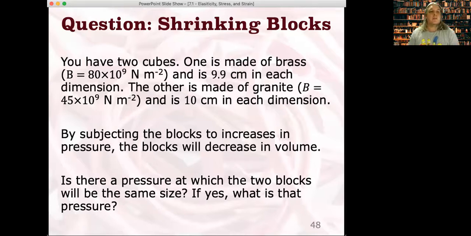The bulk modulus of brass is 80 times 10 to the 9 newtons per square meter, and for granite it is 45 times 10 to the 9 newtons per square meter. By subjecting the blocks to increases in pressure, the blocks will decrease in volume. And the question is, is there a pressure at which the two blocks will be the same size? And if yes, what is that pressure?